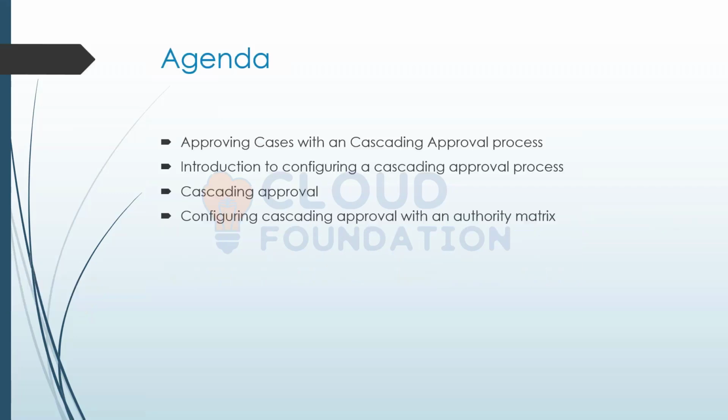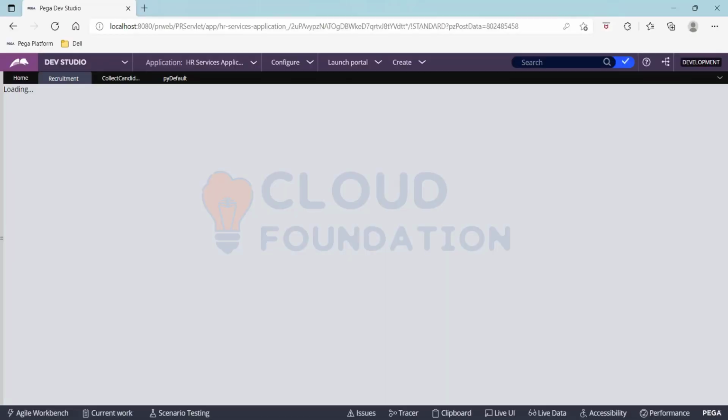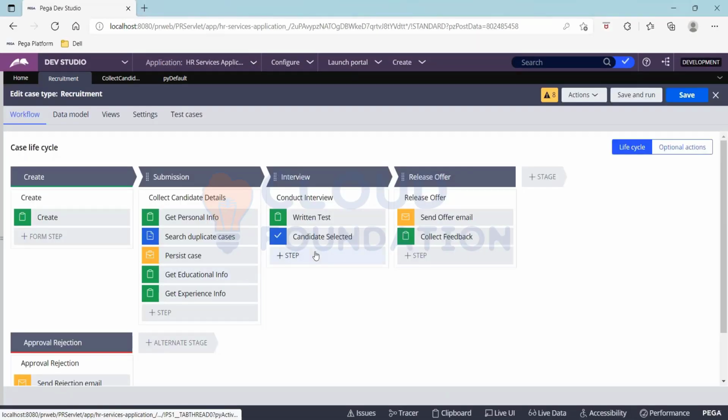But what if I have a series of approvals? I have different levels of approvals that are required, and they have to be taken in the same order. So I have a specified order in which the approvals have to be taken. So how do we deal with that? I cannot keep on adding just approve reject steps here.